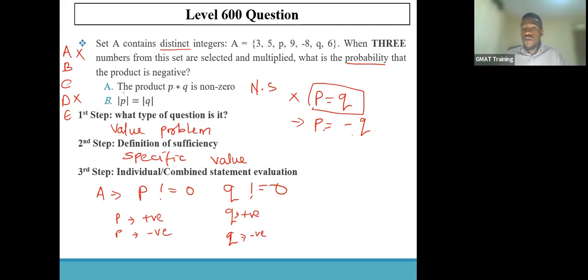Yeah, and of course, since you're left with only one possibility, it goes without saying that we can find a specific value for the probability of the product of the three integers picked from this set being negative.